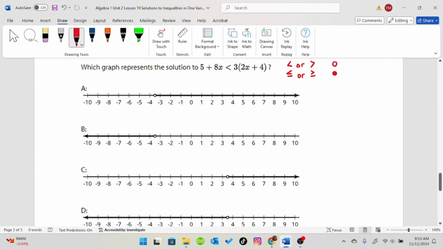Now, let's take the original inequality, 5 plus 8x is less than 3 times 2x plus 4. The first thing I see is a number in front of the parentheses. That tells me I need to do distribution. The left side stays the same. 3 times 2x is 6x, and 3 times 4 is 12.